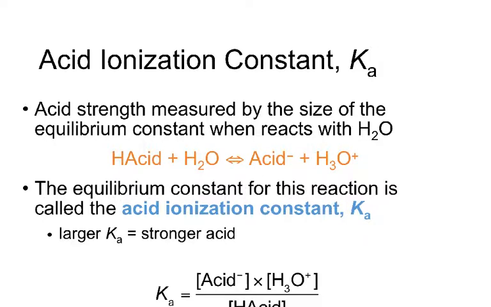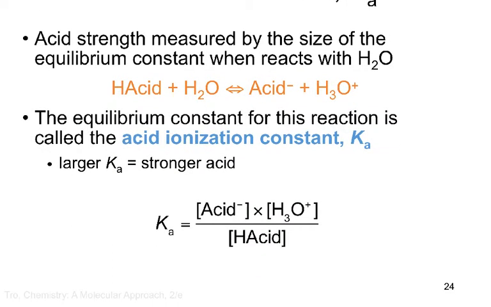Let's talk about applying our understanding of equilibrium to weak acids. So we can measure acid strength by looking at the equilibrium constant when an acid reacts with water. The equilibrium constant for that reaction is called the acid ionization constant, or Ka. The larger the Ka, the stronger the acid, because you have more products than reactants.